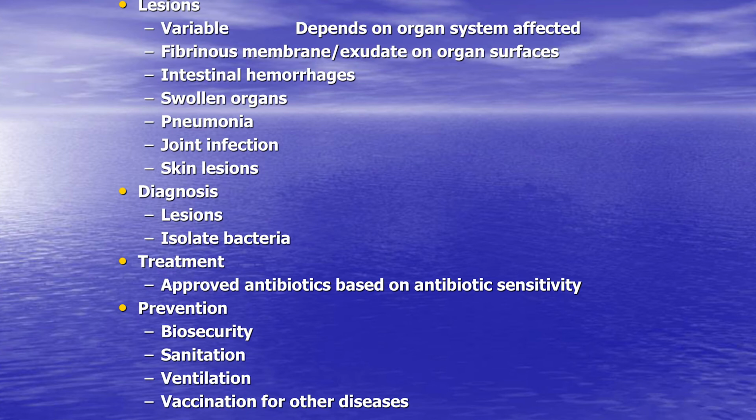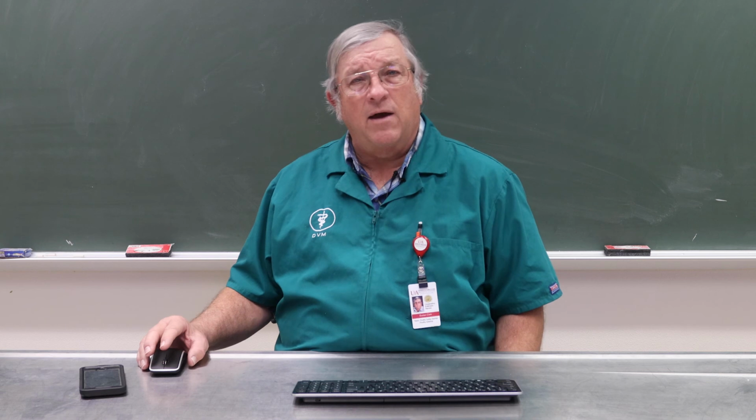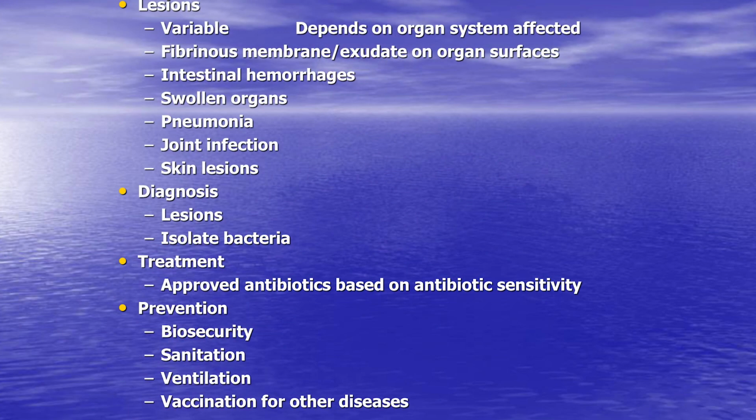Commonly what we see is a fibrinous membrane or exudate on the surfaces of the organs when we have a systemic disease. The intestines will have hemorrhages, the organs will be swollen, we'll have pneumonia, joint infection, and skin lesions. And you will see that exudate in those skin lesions and in the joint. Diagnosis: looking at the lesions gives you a pretty good idea, and then isolating the bacteria. It's fairly easy to isolate the bacteria. Treatment: approved antibiotics based upon antibiotic sensitivity. It is important to have an antibiotic sensitivity on this one to see what will work. Prevention: again, biosecurity, sanitation, good ventilation, and vaccination for other diseases.